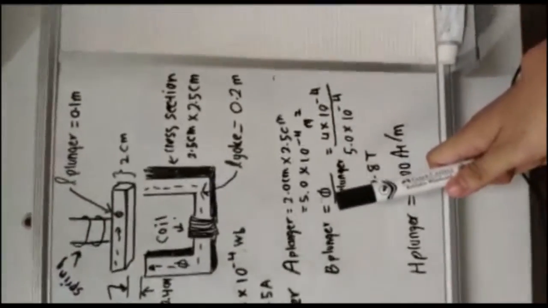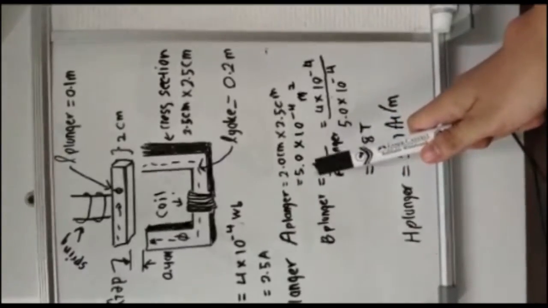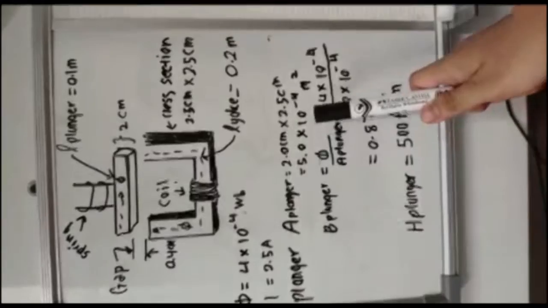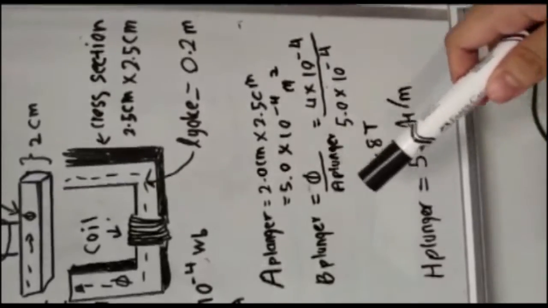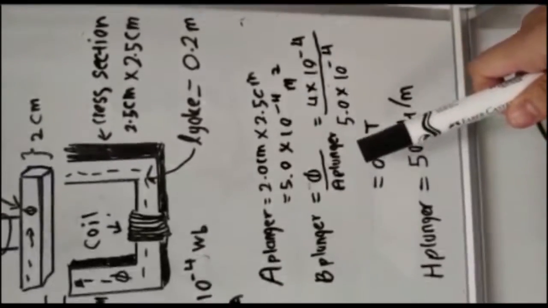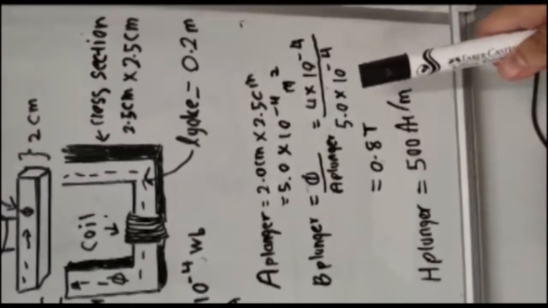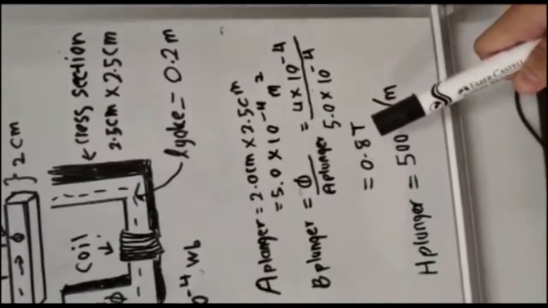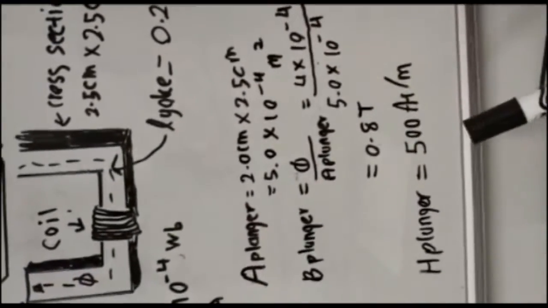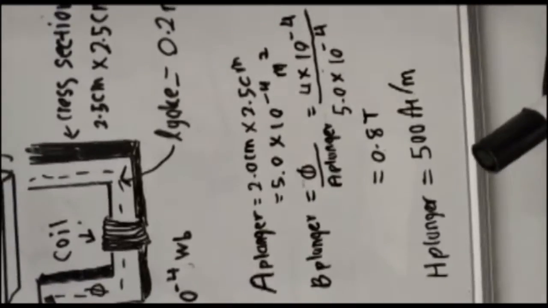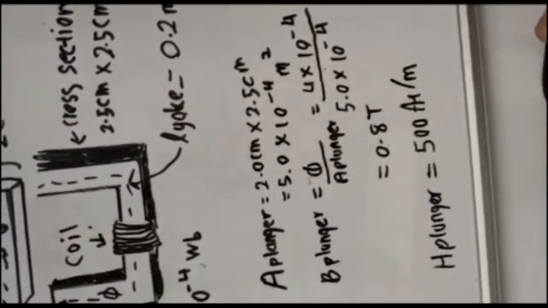The plunger: for the area of the plunger, 2.0 times 2.5, we can get 5 power of negative 4 m square. For the B plunger, the flux divided by A plunger, 4 power of negative 4 divided by 5 power of negative 4, and we can get the answer 0.8 T. For the H plunger, we can get 580 AT per M. This is the equation we can get from the table.